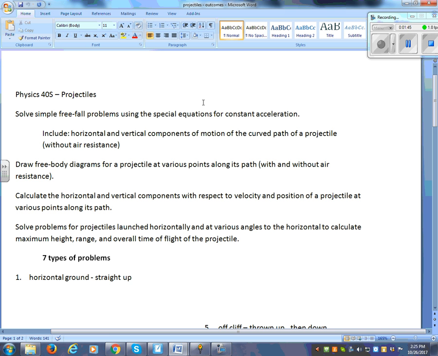So you will solve simple free-fall problems using the equations for constant acceleration, which includes horizontal and vertical components of motion of the curved path of a projectile without air resistance. So we're going to be dealing with components. Draw free body diagrams for a projectile at various points along its path with and without air resistance. We will calculate the horizontal and vertical components of velocity and position of a projectile at various points along its path. And the big one, solve problems for projectiles launched horizontally and at various angles to the horizontal to calculate maximum height, range, and overall time of flight of the projectile.